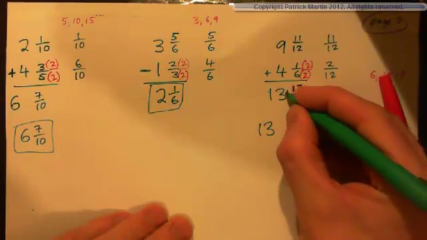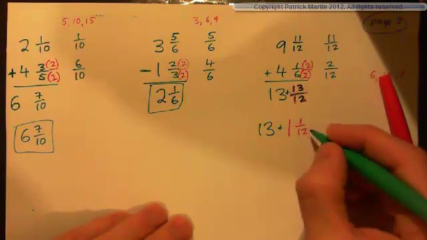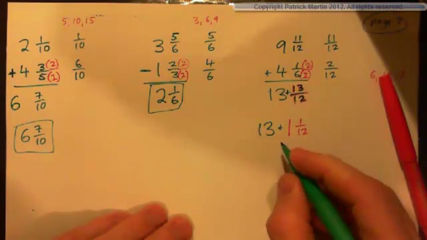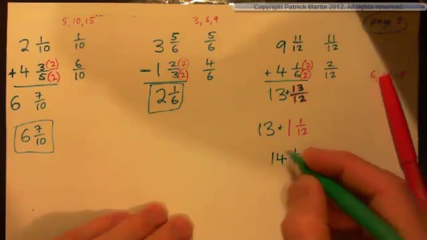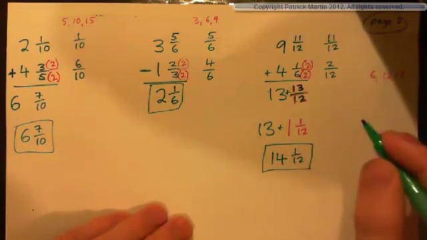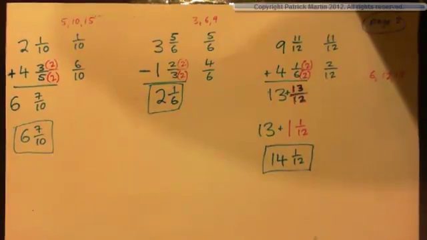So 13 plus 13 12ths is the same thing as 13 plus 1 and a 12th. And of course 13 and 1 is 14. So that's 14 and 1 12th, right? So just step by step, one step at a time. Take your time, no rush. You'll get it.